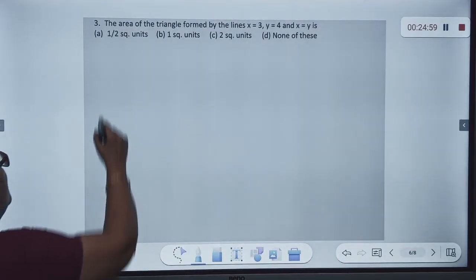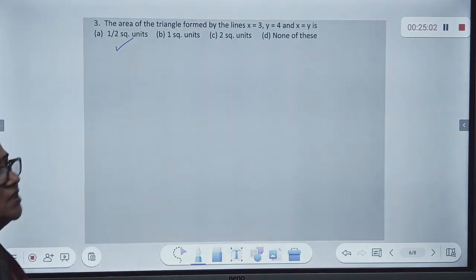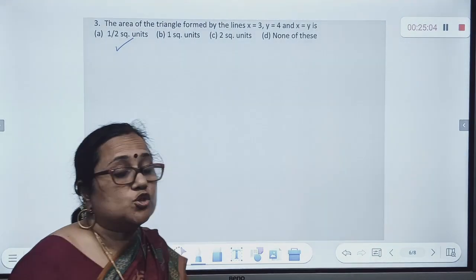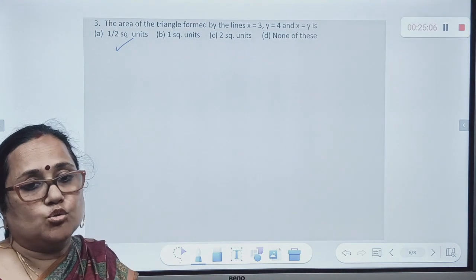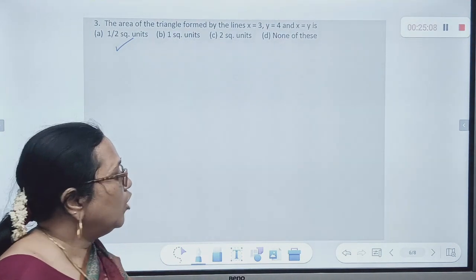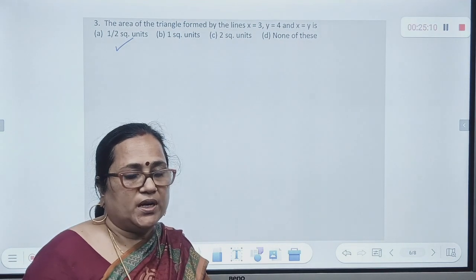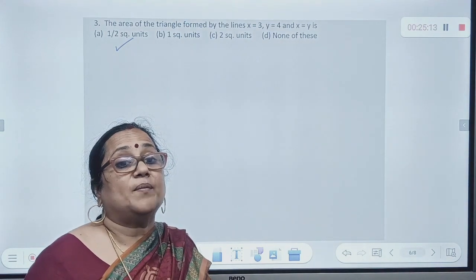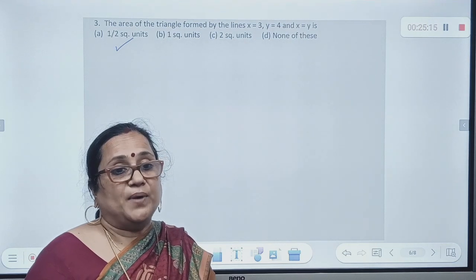So what is the area? Half square units. So in order to visualize graphs, the best tool is GeoGebra. I want you all to use GeoGebra more frequently so that you can visualize the mathematical concepts much better.